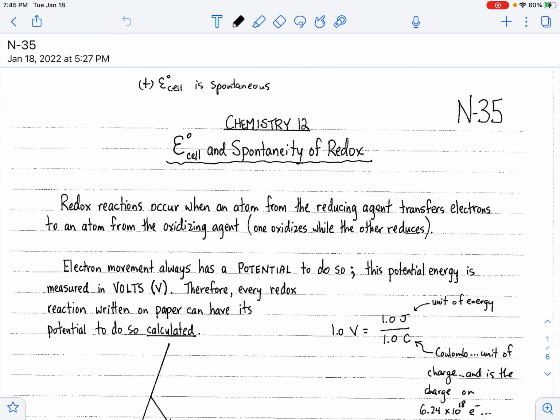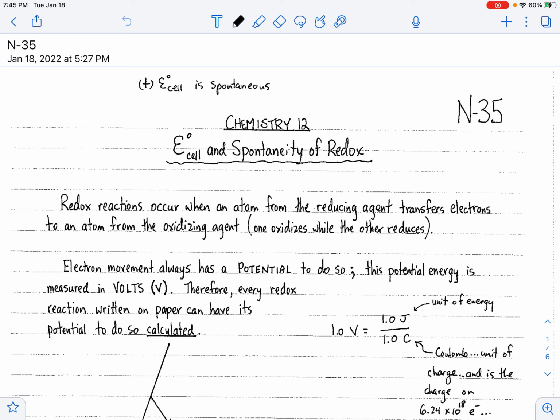Okay, here we go with N35 and the spontaneity of redox reactions. As you're going to see, as we progress through this and start using the unit of measurement of volts, you're obviously going to start thinking about electricity and the potential energy of electrons to move through a conductor, and current and all that other stuff.